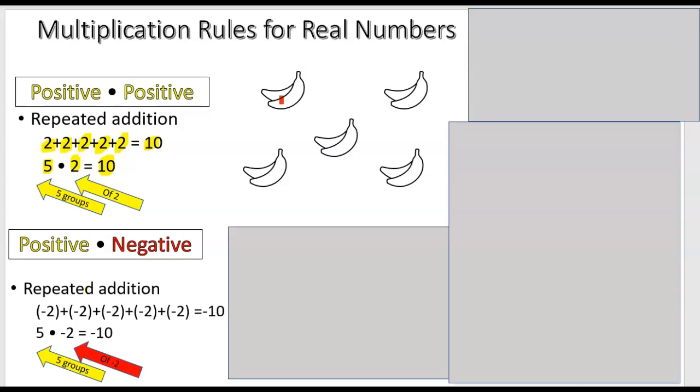All right, so right here I have 2 negative bananas, and 2 negative bananas, and 2 negative bananas, and 2 negative bananas, and 2 negative bananas. So a -2 plus a -2 plus a -2 plus a -2 plus a -2 is a total of 1, 2, 3, 4, 5, 6, 7, 8, 9, 10 negative bananas, a -10.